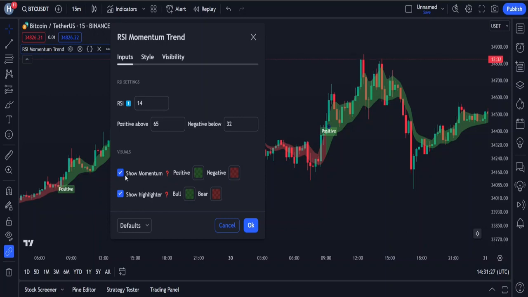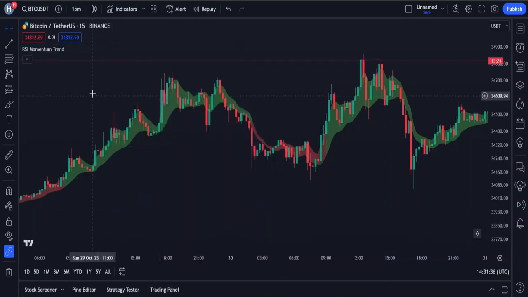We also have the option to enable or disable the signal labels and the trend ribbon. We will only disable the signal labels. And this is the only change we will be doing for this indicator.